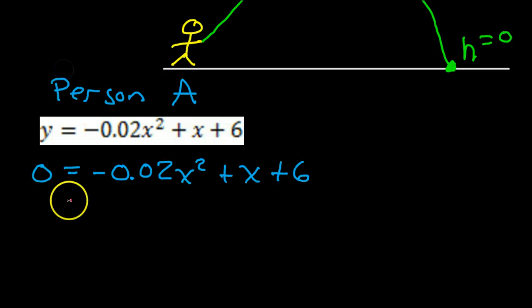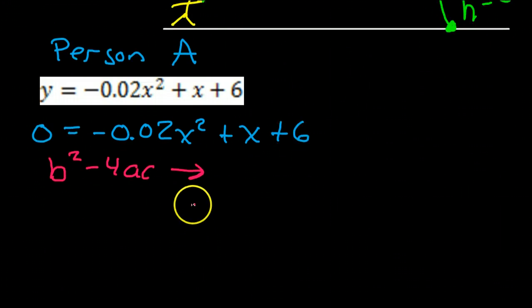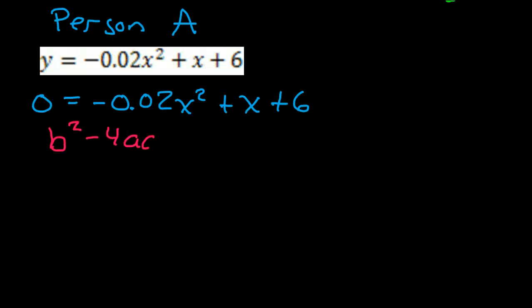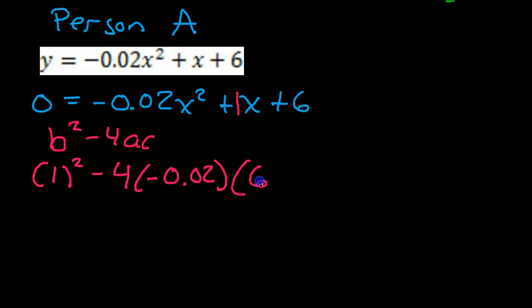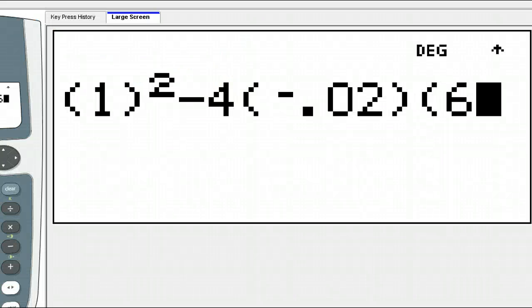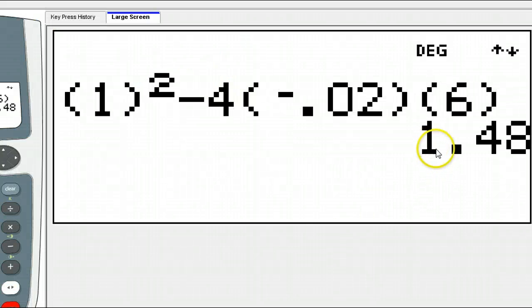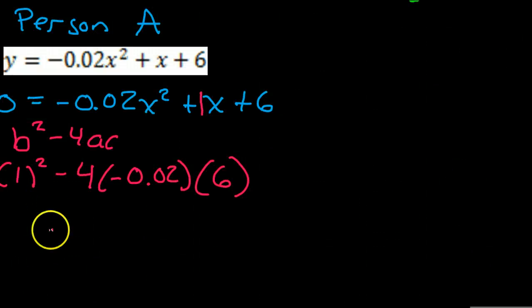Of course, the first step is to find your discriminant, which is b squared minus 4ac. So b is 1, so that's 1 squared minus 4 times a, negative 0.02, and then c is 6. So here's my discriminant. I'm getting 1.48 as the discriminant.